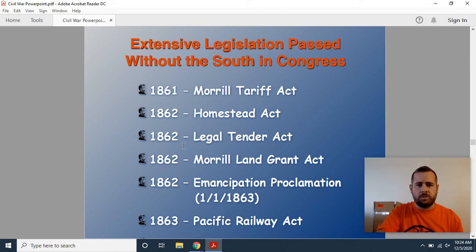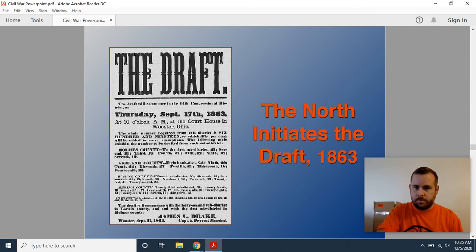Not going to go over this too much right now. You can read about this. But while Southern, generally Democratic legislators were out of Congress when they had left because of secession, the Northern, largely Republican Congress passed several pieces of legislation.